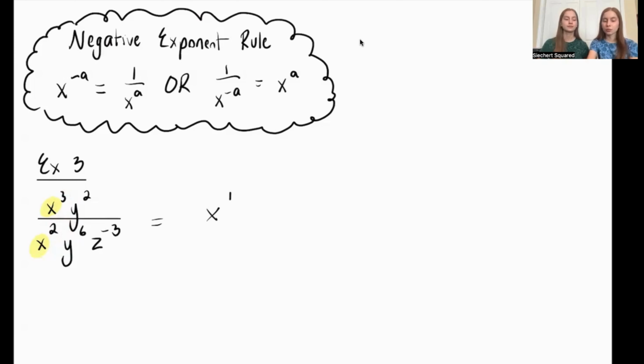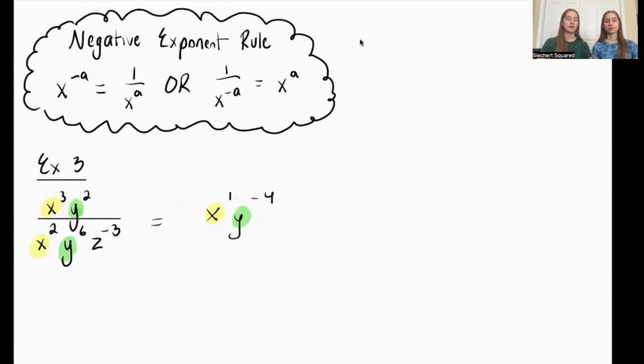For the next little chunk, we have the y term. We have a y squared and a y to the 6th. Still going to be that top exponent minus the bottom exponent. 2 minus 6 will give you a y to the negative 4. Even though right now it does have a negative exponent, we're going to put it on the top of the fraction. We are not going to deal with that negative exponent quite yet.